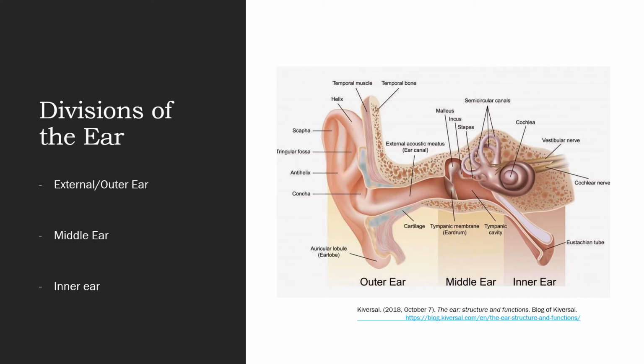All three of these sections work together as a cohesive unit in order to operate and to allow us to hear. We will begin first by looking at the external ear, then the middle ear, then the inner ear, and how hearing works and functions. So with that, let's begin.